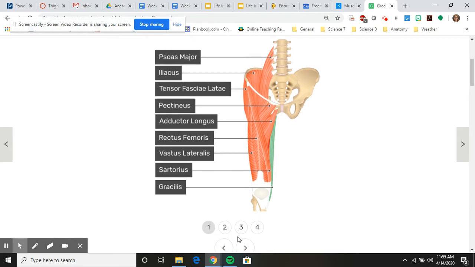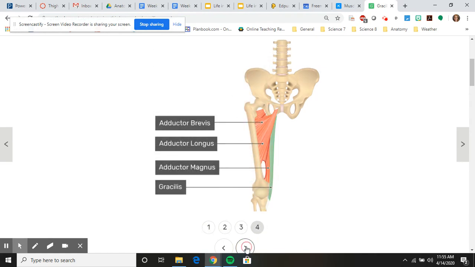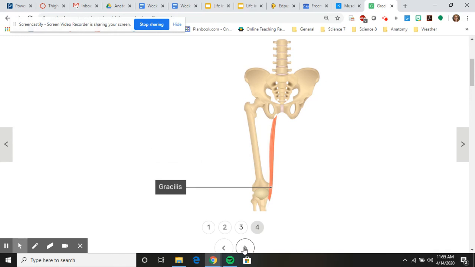The final muscle on your notes for muscles of the anterior thigh is the gracilis muscle. And this muscle is on the medial side of the thigh, so towards the midline. And this is another strap-like muscle. So the gracilis and the sartorius are both strap muscles, but the gracilis is going to run straight up and down, whereas the sartorius ran at an angle.